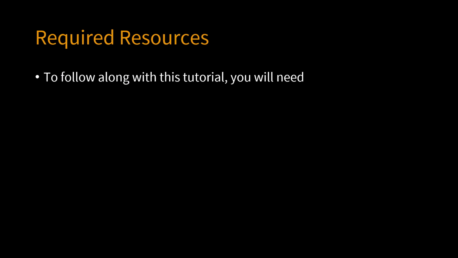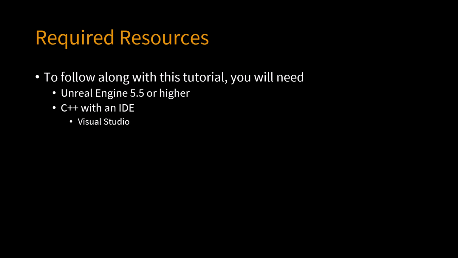Before we dive into development, let's review what you'll need to follow along with this tutorial. First, you'll need Unreal Engine 5.5 or higher installed on your system. Make sure it's properly set up and you can create and compile C++ projects. For development, you'll need a C++ IDE. I recommend either Visual Studio, which is the traditional choice for Unreal Engine development, or Rider, which is a powerful alternative that many developers prefer for its Unreal-specific features.